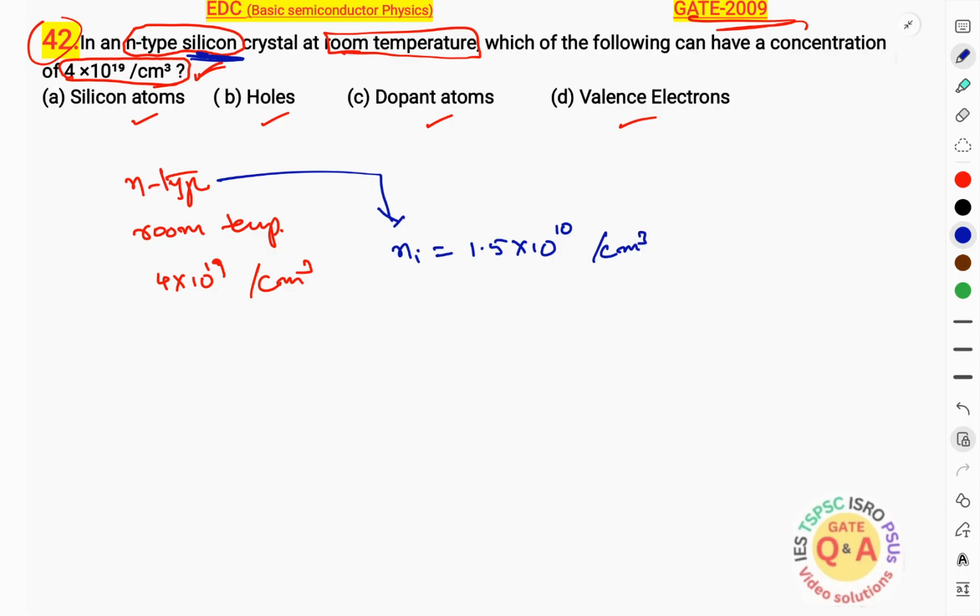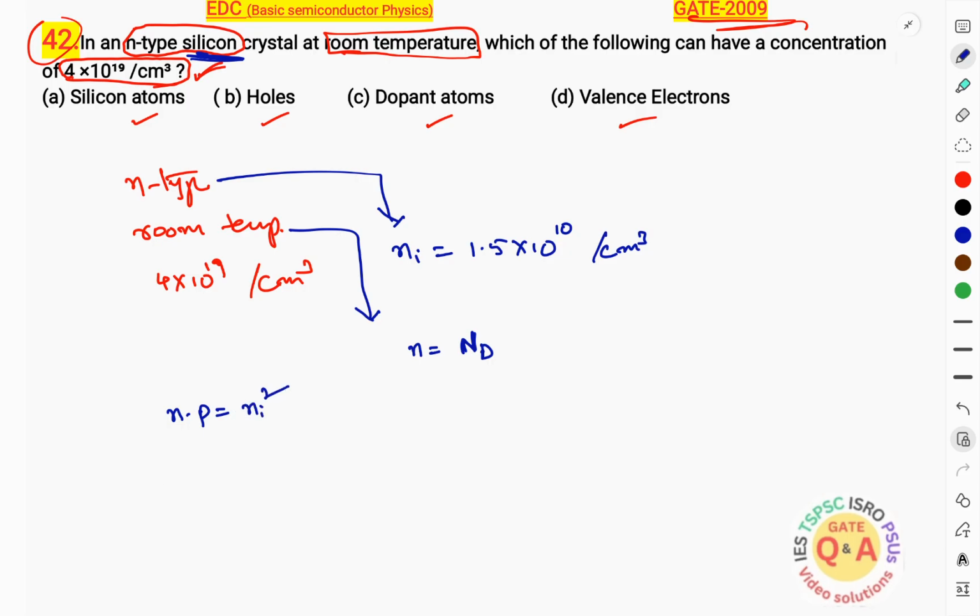And at room temperature, if it is N-type, the number of electrons is equal to the number of doping atoms. If it is P-type, the number of holes is equal to the number of acceptor atoms. But he has given only N-type, so ignore that. Nd: the number of electrons is equal to the number of doped atoms. And at room temperature, the mass action law will be satisfied: n into p, the number of electrons into holes, is equal to Ni square.